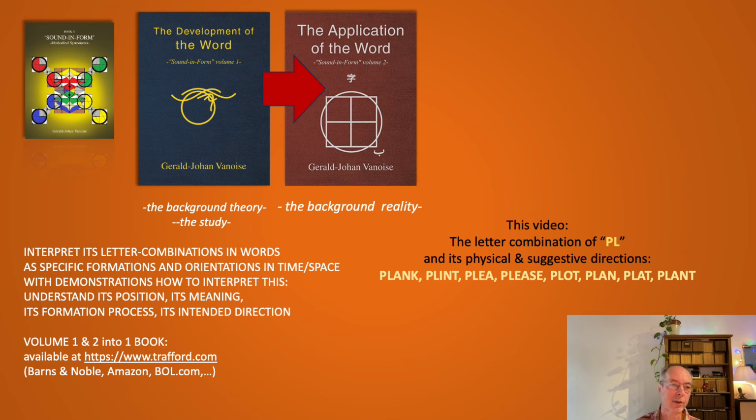Both of these volumes are also one book, but I recommend the separate volumes because they're slightly extended and they have a little bit extra explanations. The theory is about the meaning of letters and letter combinations, how you can recognize them in words, how you can develop them. Basically, there are orientations in time and space, but also there is a way to change this into the formation process which is behind it.